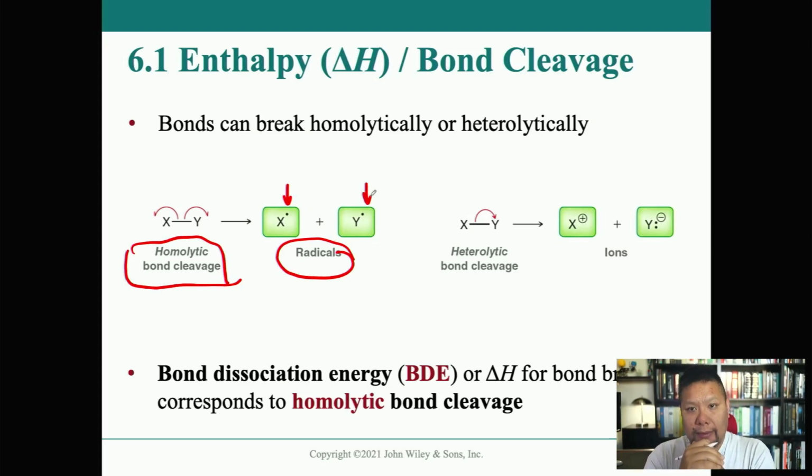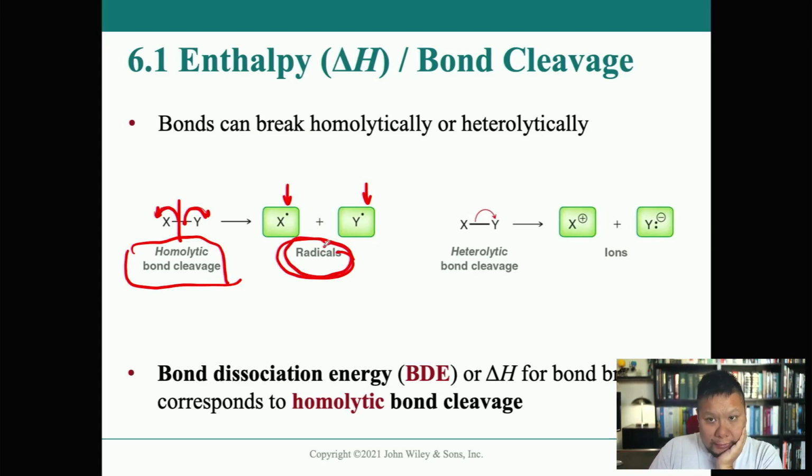Previously we were talking about how only electrons that were in pairs could move, right? Like in resonance or in the acid-base stuff. But they can do a homolytic cleavage, right? Where one electron right here goes to the Y, and the one electron over here goes to the X. And then you end up with two radicals, okay?